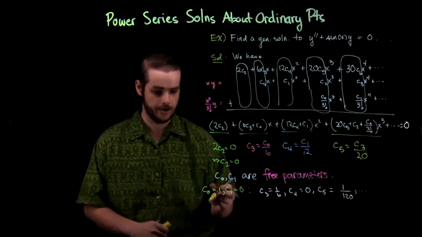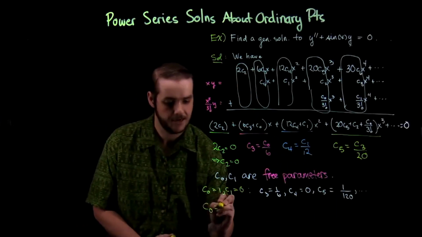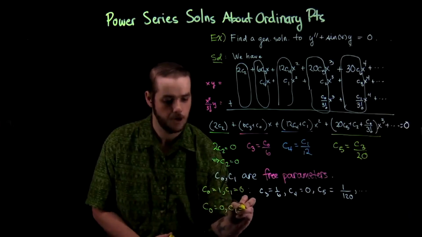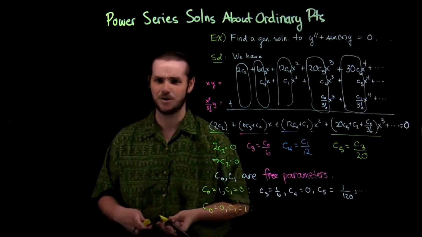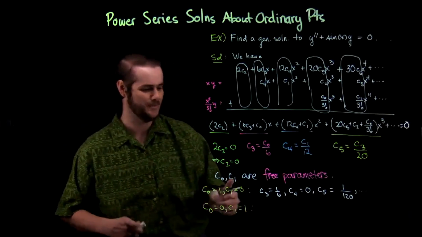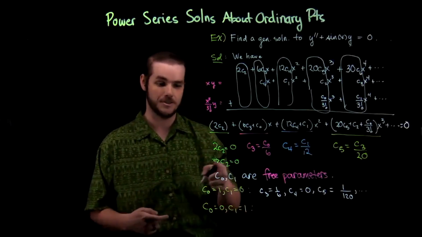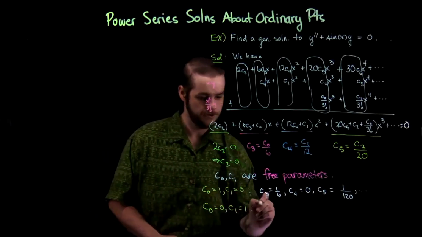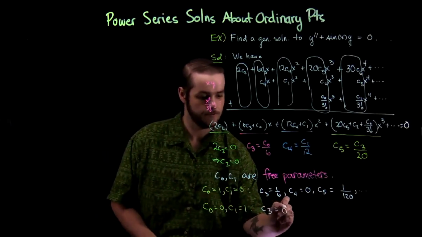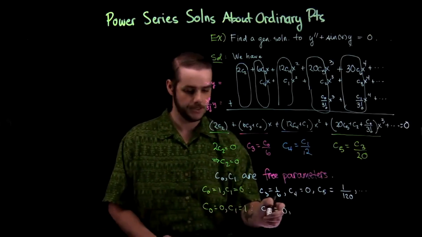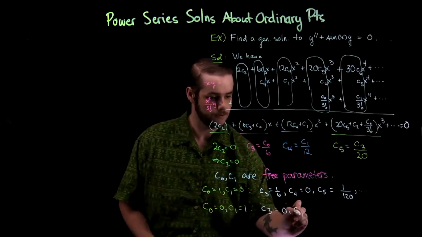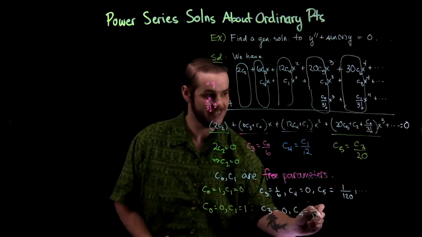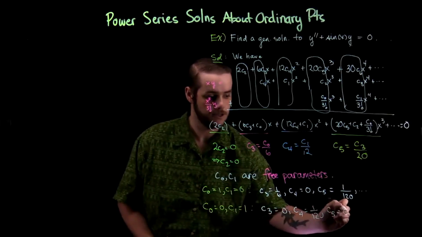If I pick the other way, if I let c0 die, and c1 gets to live, gosh, that sounds really morbid when I say it that way. I'm going to stop that. c2 is still 0. It's always 0. c3 is 0 now. c4 is going to be 1 over 12. c5 is 0, and so on.